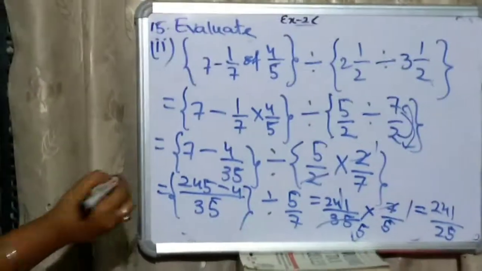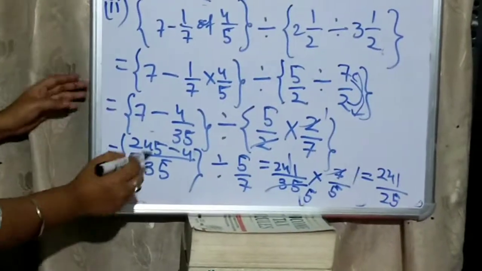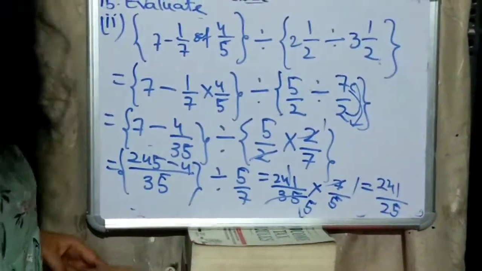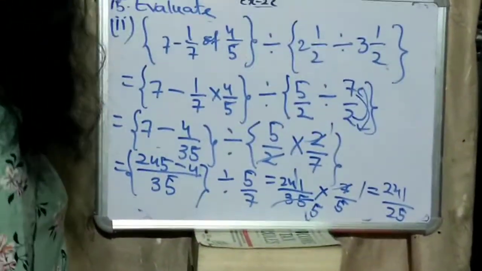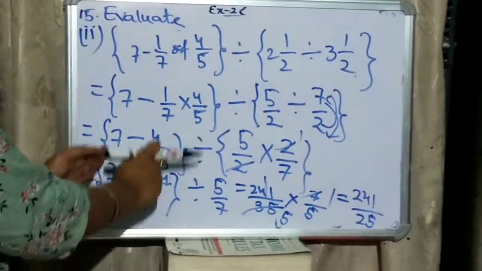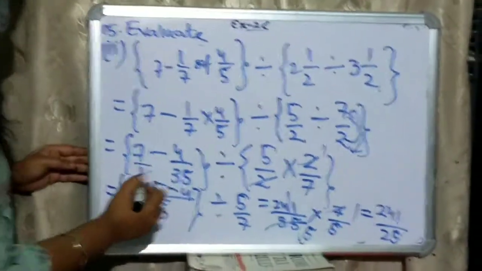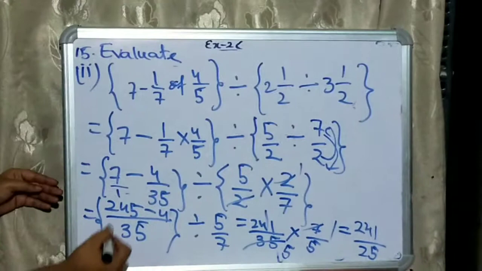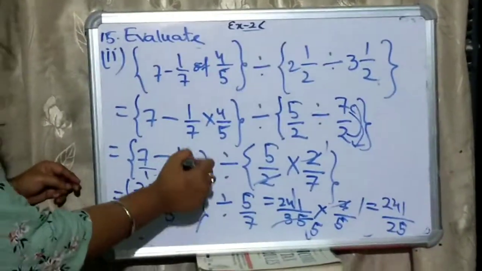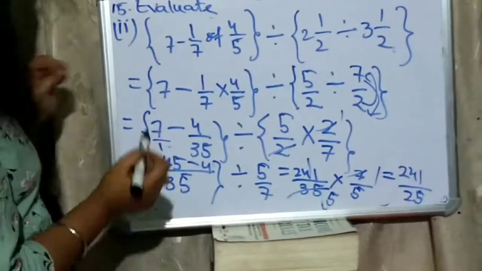You might be confused how this 245 came. Okay, I know I have explained so many sums I have done in exercise 2C. Now you know how to do the subtraction of this fraction number. Here no number means 1 is there. LCM of 35 and 1 is what? 35. 35 1s are 35, 4 1s are 4 written. And 1 how much 35? 1 into 35 is 35.